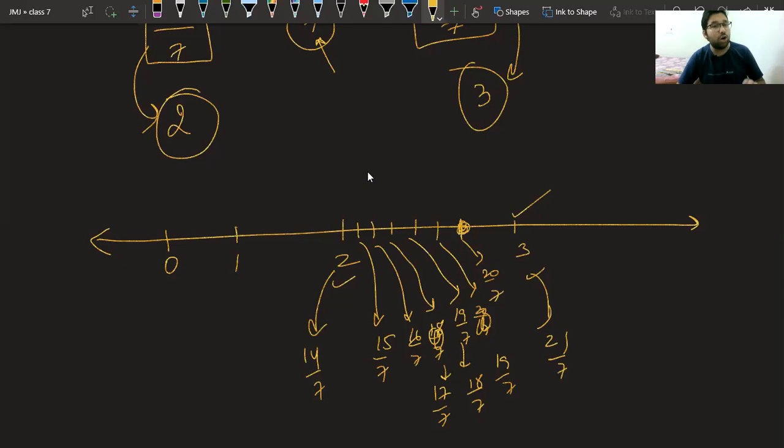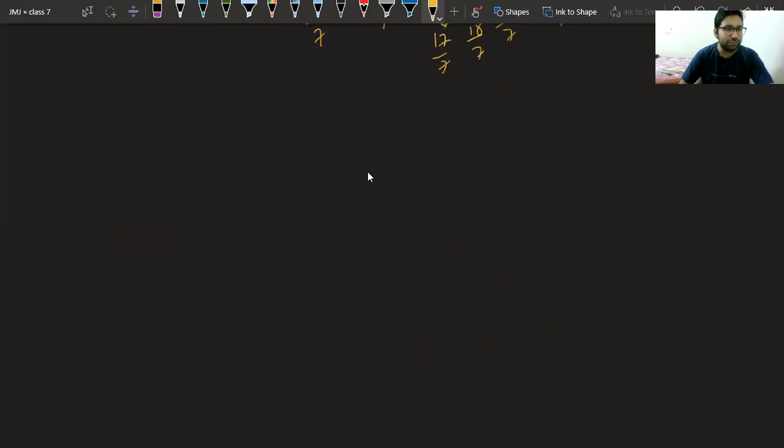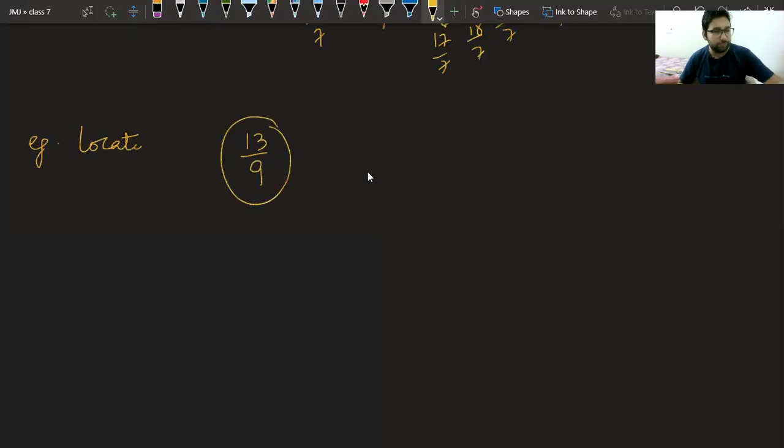Good, Priyal. Now I will change the denominator and I will see how far you have understood the question. Okay. Please find and locate 13 upon 9. Please locate this rational number 13 upon 9 on the number line. First tell me between which two integers this number is lying.